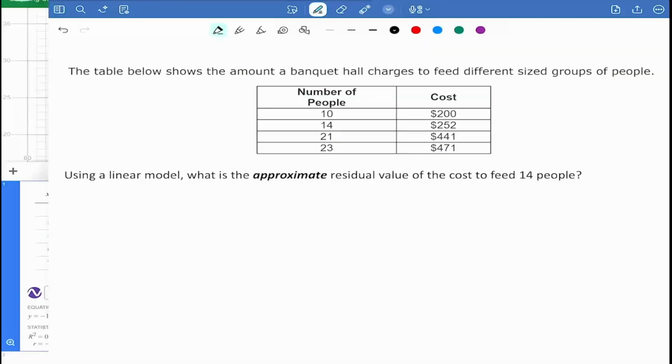All right, so let's look at example 3. It says that the table below shows the amount a banquet hall charges to feed different size groups of people. Using a linear model, what is the approximate residual value of the cost to feed 14 people? So in this problem, we already know that we're looking at a linear model. We already know approximate means we're going to get close to it, and we know we need the residual value. And we need that residual value for 14 people.